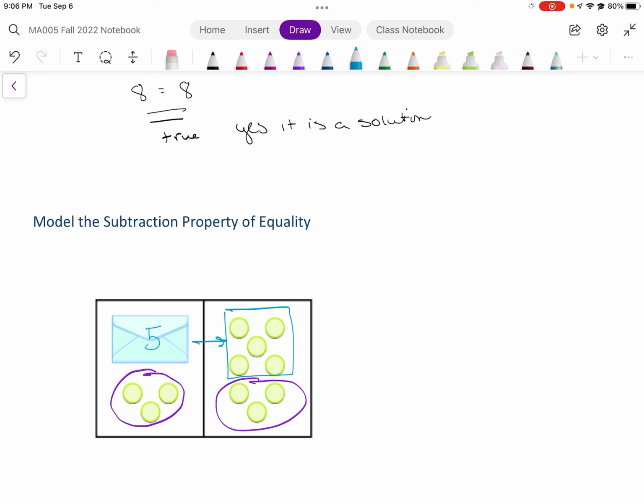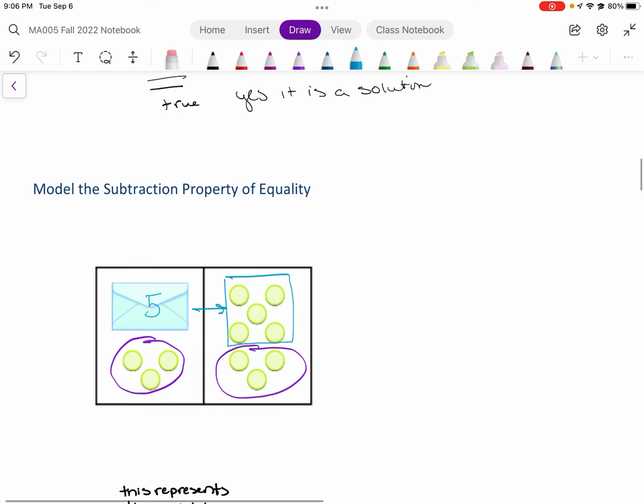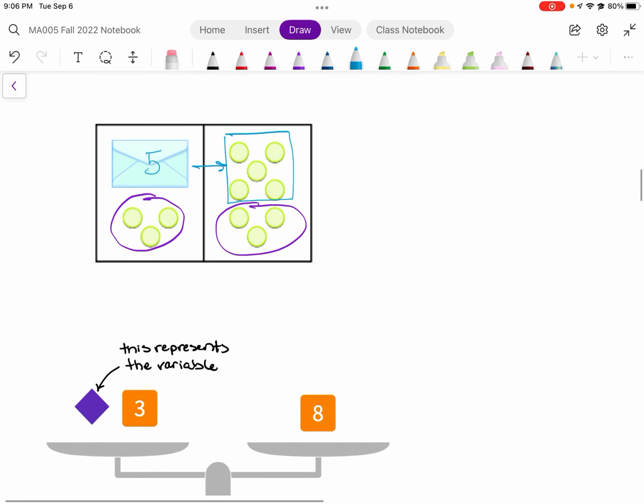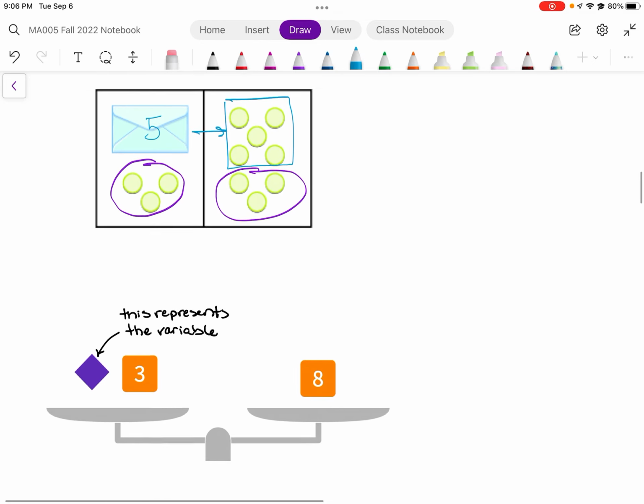All right, so that's a little tedious, but it works. When you have a lot of numbers of things, it's a little difficult. This is something else you may have seen at some point, and that is the idea of the scale. If we have an equal sign, the scale is even, right? The two sides are the same.